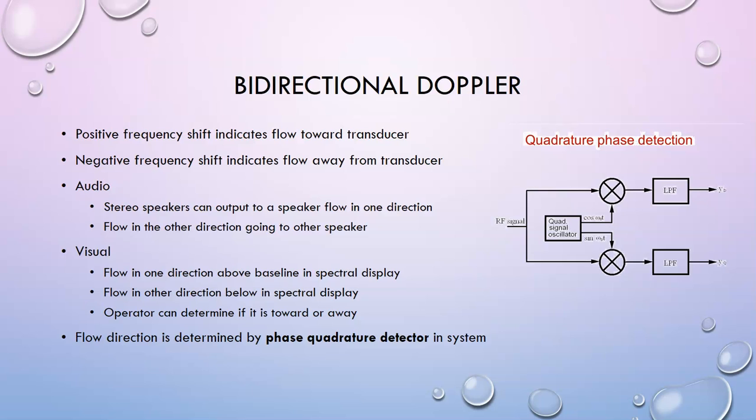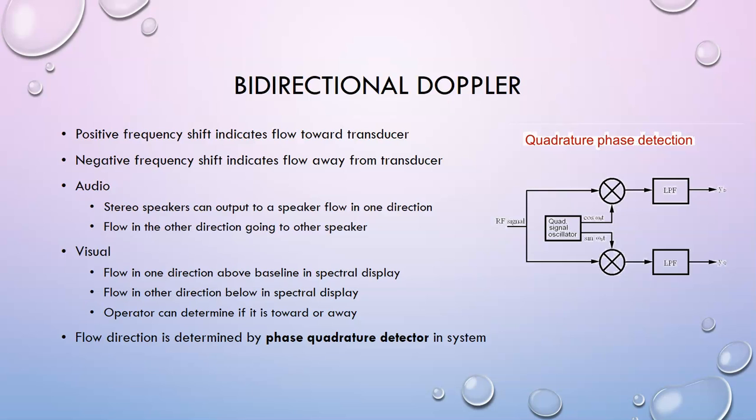If you listen to the Doppler shift coming out of the speakers on the machine, if it's above the baseline, it'll be coming out of one speaker, and if it's below the baseline, it'll be coming out of the other one. What they're doing is they're taking literally the Doppler shift and they're sending it directly to the speakers. And if they send it to the right speaker, let's say, it's positive. If they send it to the left speaker, then it's a negative Doppler shift and it's below the baseline. Visually, we see this as flow either above or below the baseline in our spectral display. The flow in the other direction would be going on the opposite side of the baseline in our spectral display.